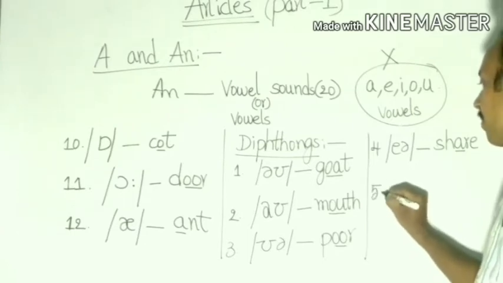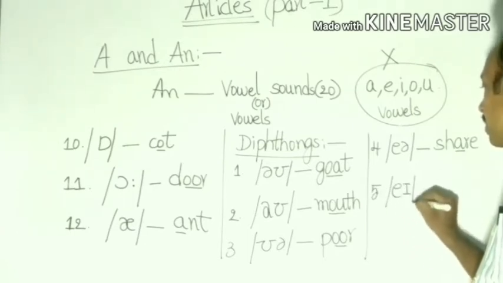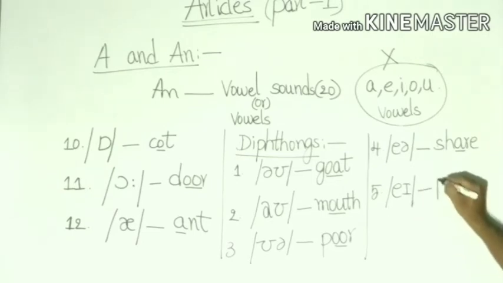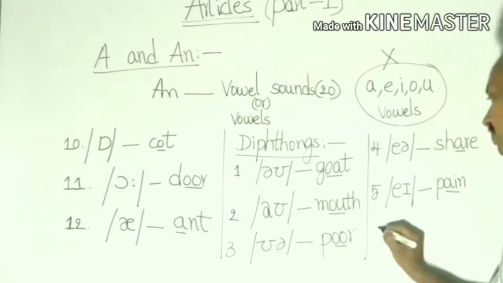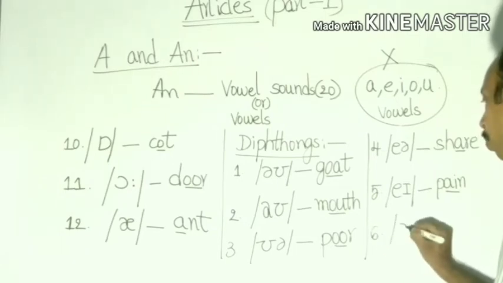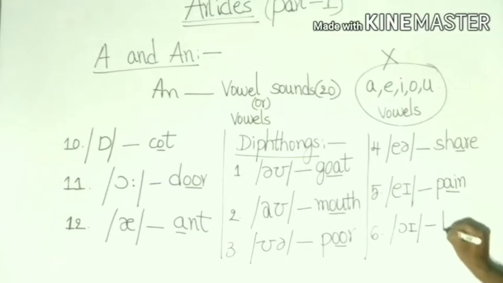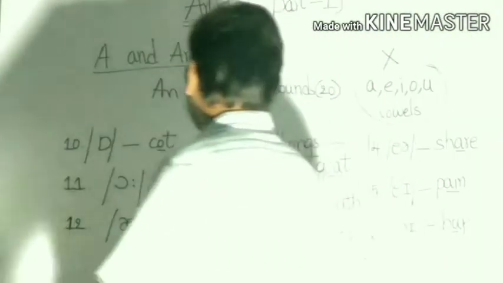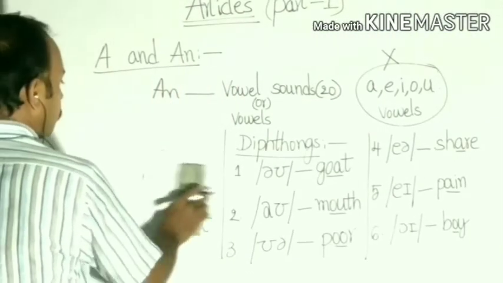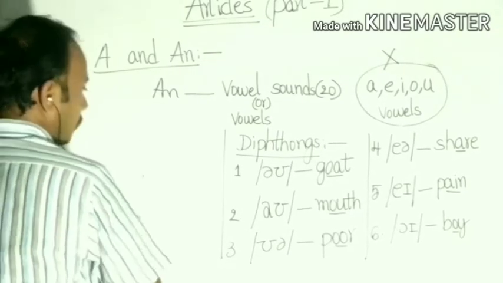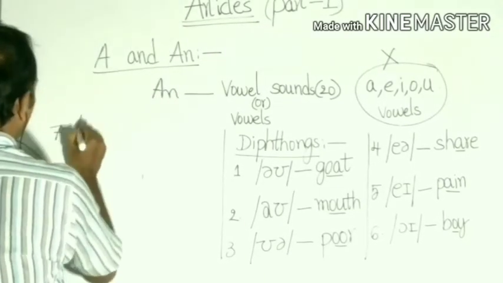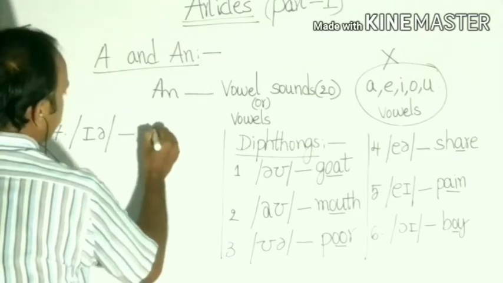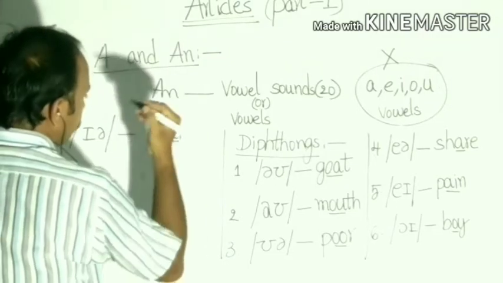Next one, 'yay', as in pain, A-I. These two letters are giving this sound. 'Yay'. Pain. Next one, Oi, as in boy. Employ. Right. Next one, Ia, as in fear.